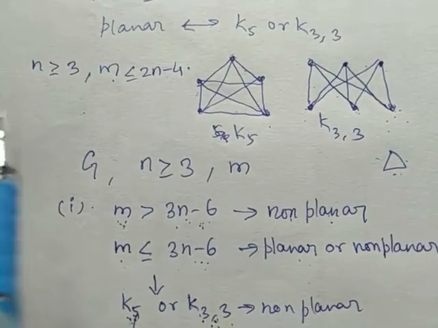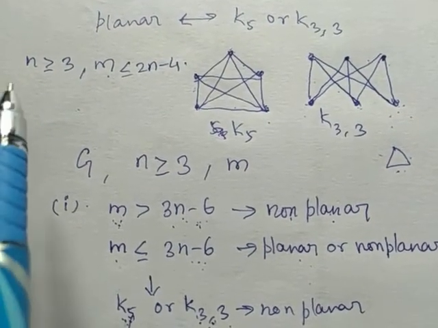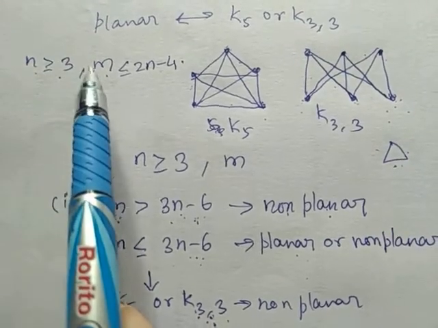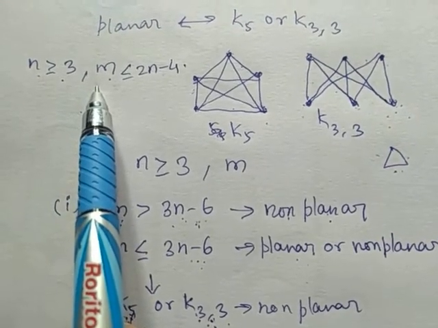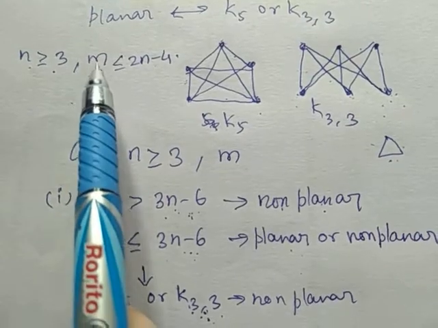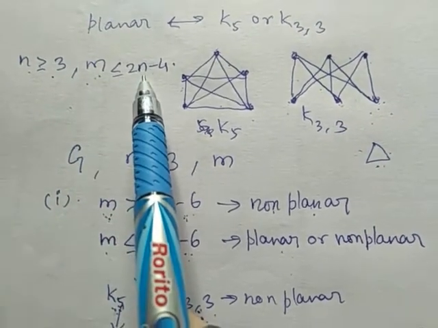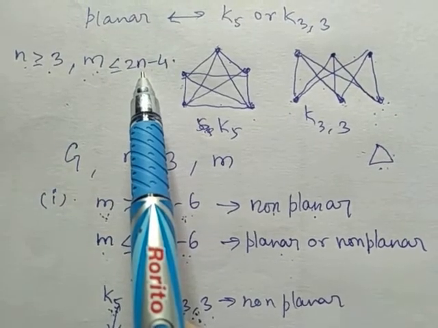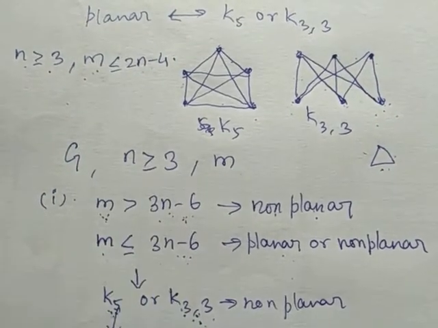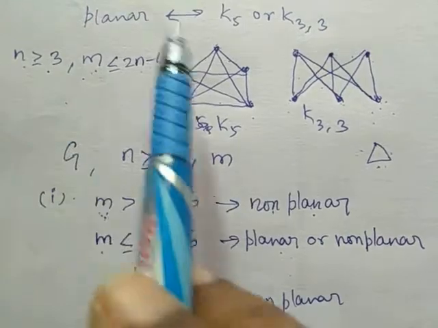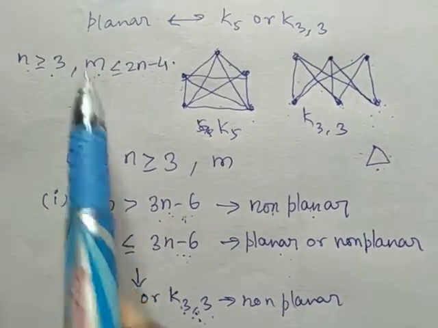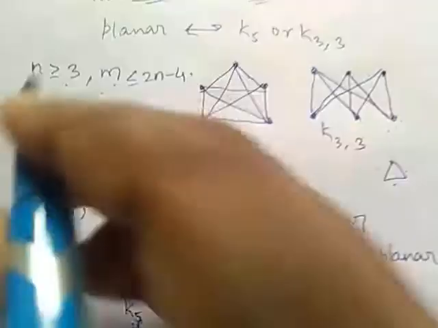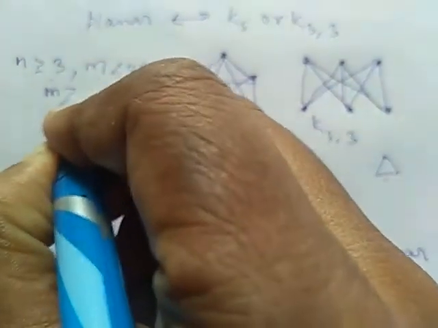We are going to prove if G is a planar graph of order n greater than or equal to 3, and it is having m number of edges, and it does not have triangles, in that case m is less than or equal to 2n minus 4. Suppose G is connected. This inequality holds good for n equal to 2 and n equal to 3. Now we are going to prove it for n greater than or equal to 4.